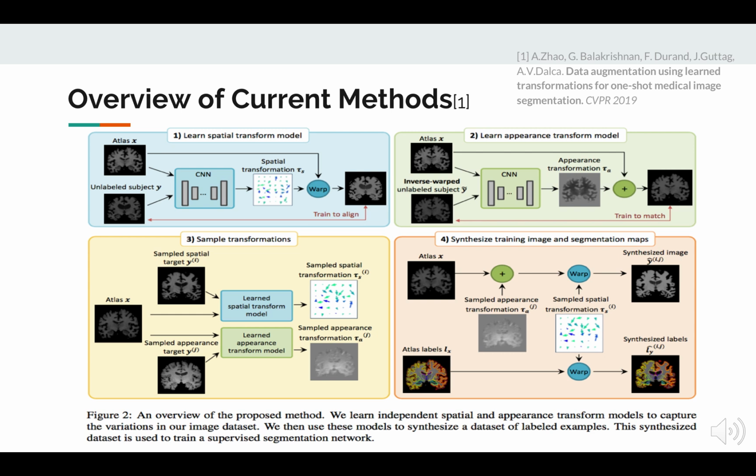The one labeled image and other unlabeled images are passed through the spatial model and appearance model to learn the respective transformations. The spatial transformation is a spatial deformation field, and the appearance transformation represents the intensity change. By using these transformations, it aligns the fixed label image to unlabeled images and hence synthesizes images and labels.